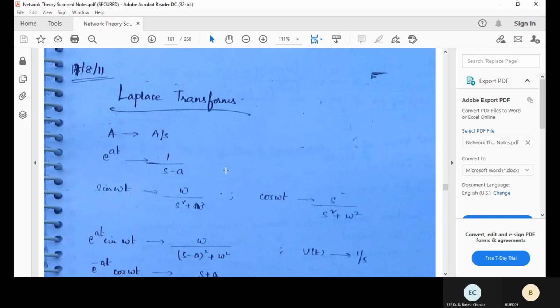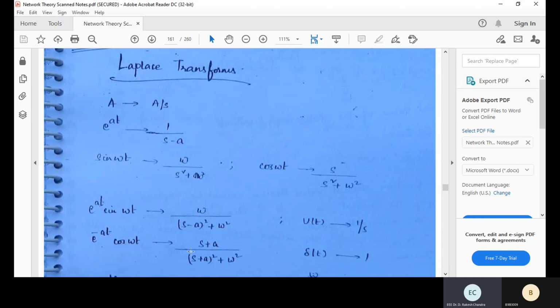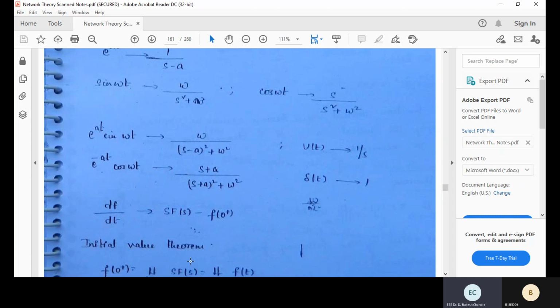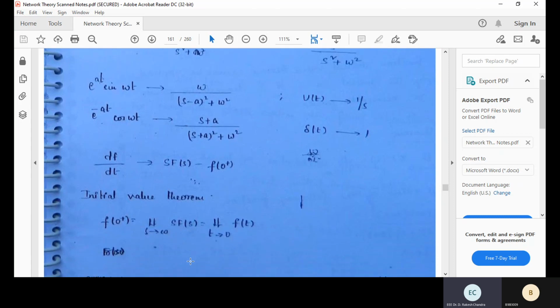That means the initial conditions are themselves included in the Laplace transforms. For Laplace transforms, you know the standard Laplace transforms. Laplace transform of 1 is 1 by s. That means Laplace transform of a is a by s. Laplace transform of e to the power of a t is 1 by s minus a. And Laplace transform of sin omega t is omega by s square plus omega square. Similarly, for cos omega t it is s by s square plus omega square. And for e to the power of a t into sin omega t it is omega by (s minus a) whole square plus omega square. This is nothing but shifting by a. And scaling, shifting and scaling, and initial value theorem and final value theorem.